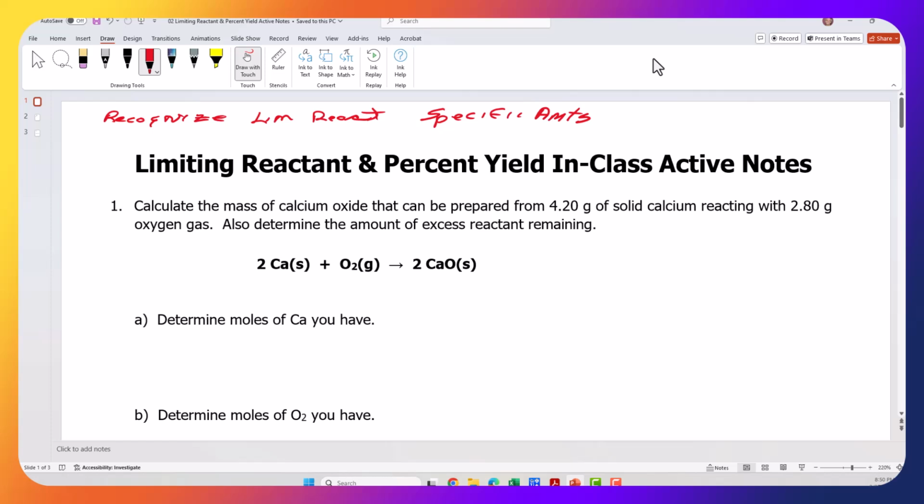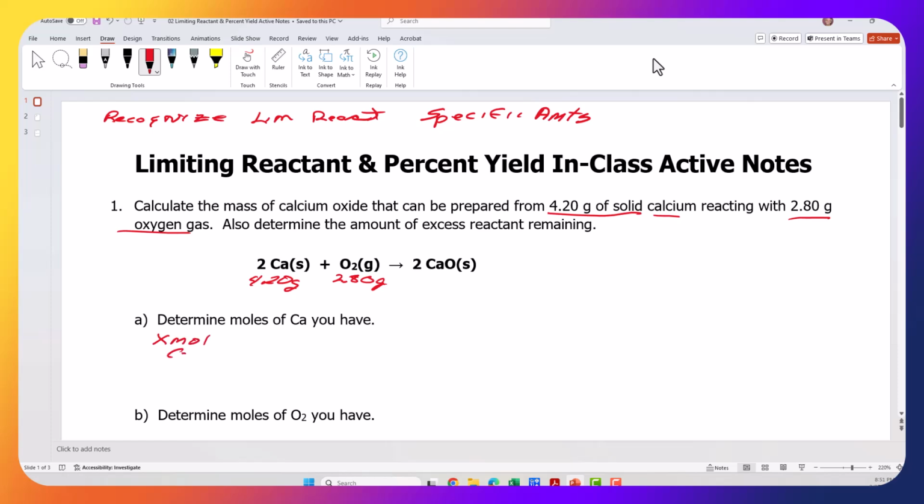So here's my reaction, and it looks like I have 4.20 grams of calcium and 2.80 grams of oxygen gas. I don't know which one will run out. It's a 2-to-1 ratio, but they have different molar masses, so I have to figure that out. And the way that I figure that out is that I convert grams to moles. That will be step one after you've recognized that you actually have a limiting reactant problem.